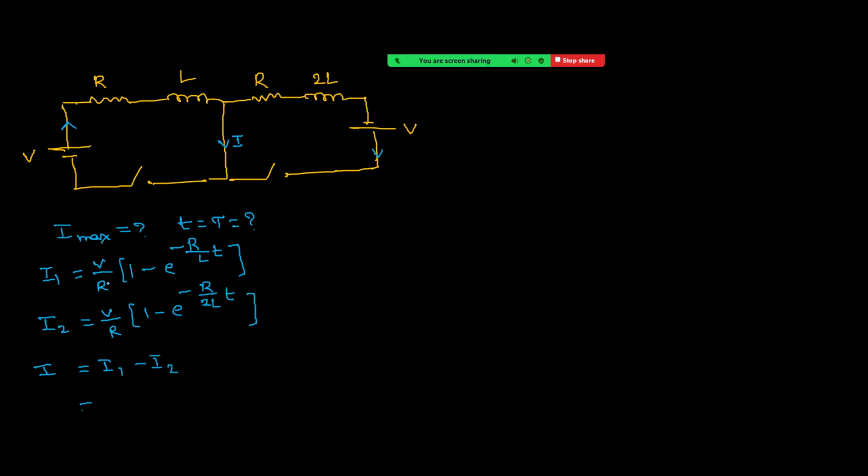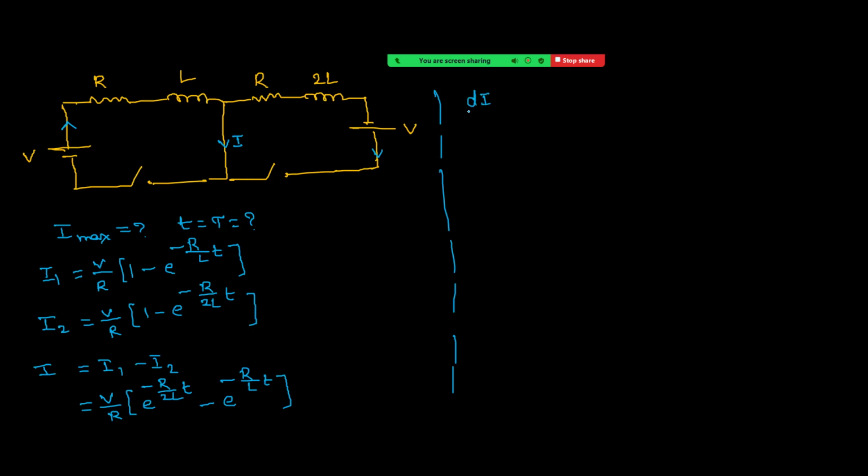Okay. See what we get. V by R gets cancelled. Remaining is now V by R into, I have taken I1 minus I2, that means e power minus R by 2L into T minus e power minus R by L into T. Right? So now we got current as a function of time. So to get maximum value, now we have to differentiate this and we have to make it equal to 0. Okay. Let us see what happens if you differentiate this.